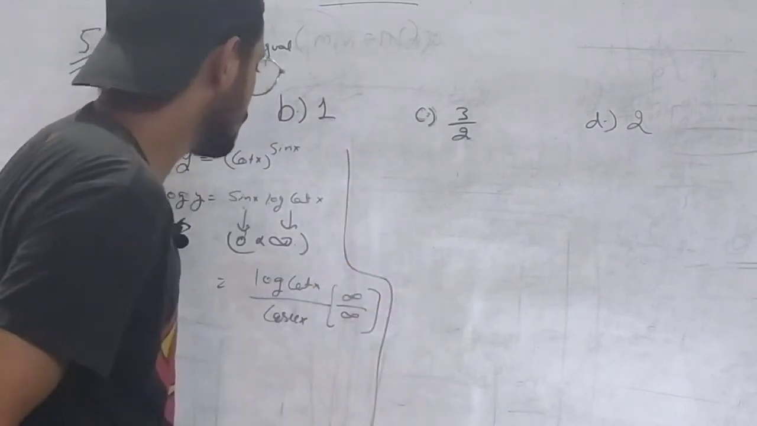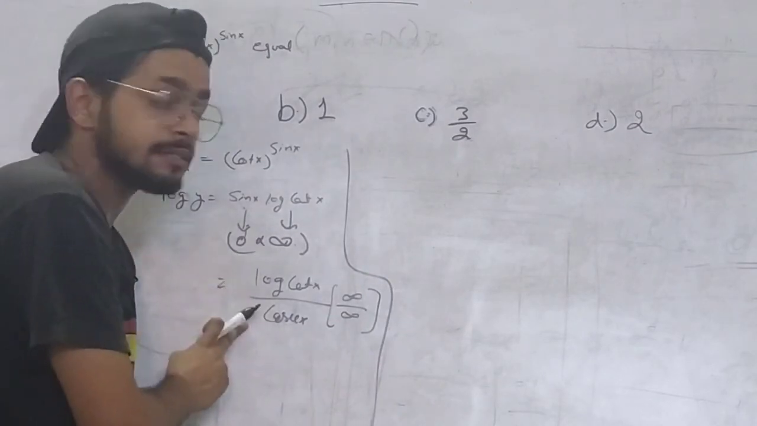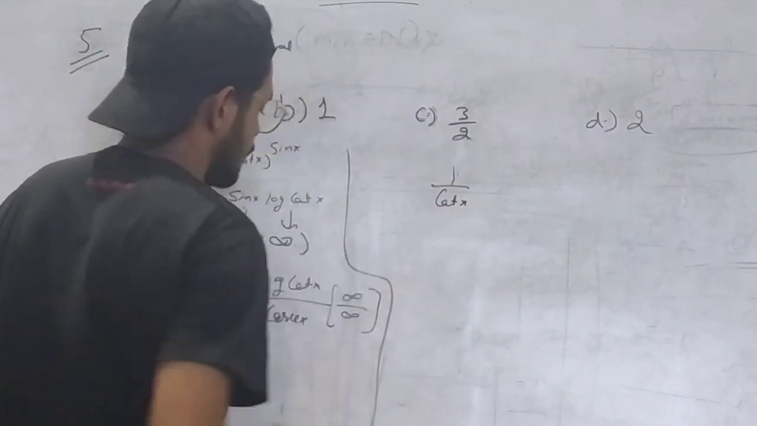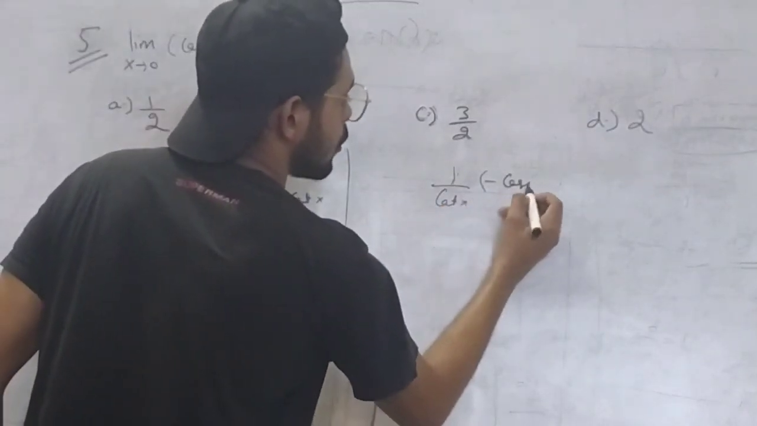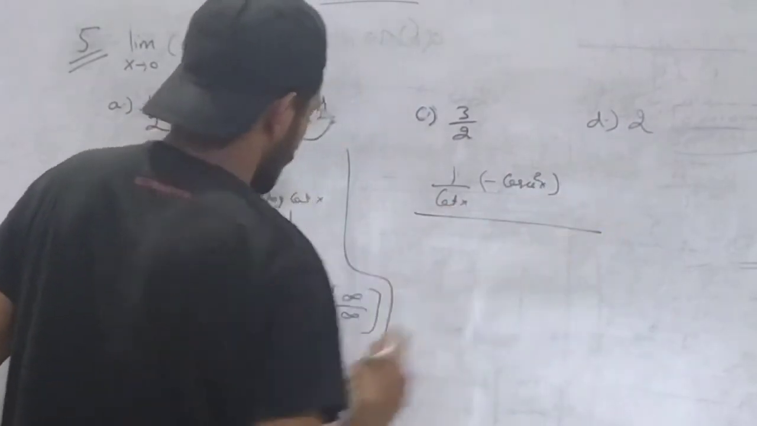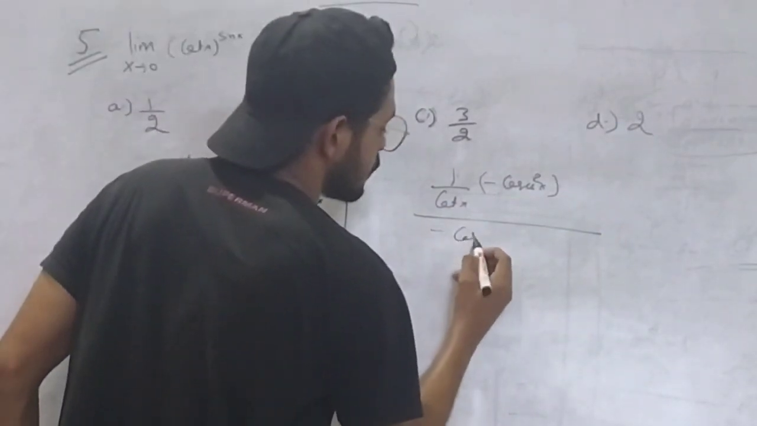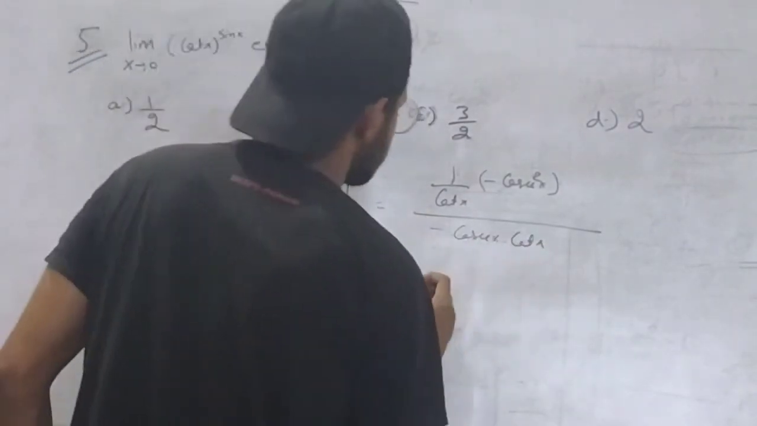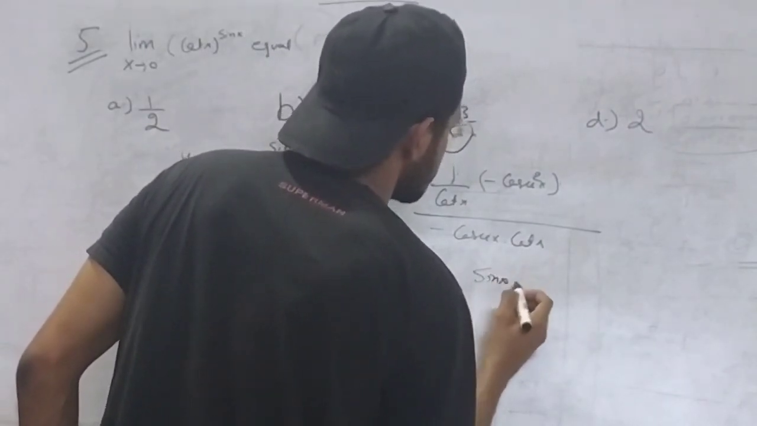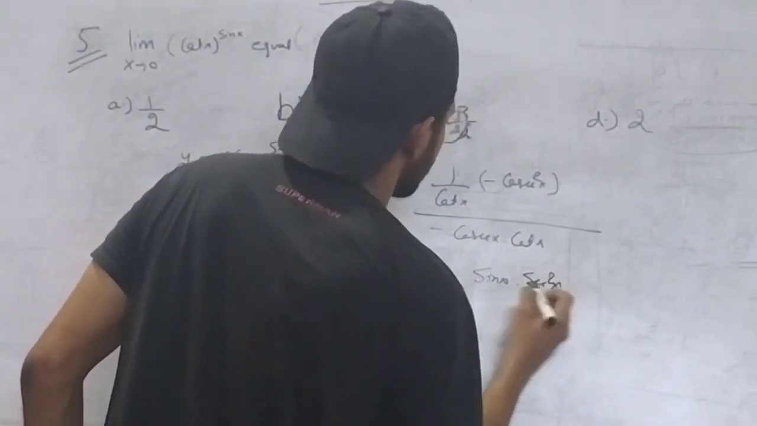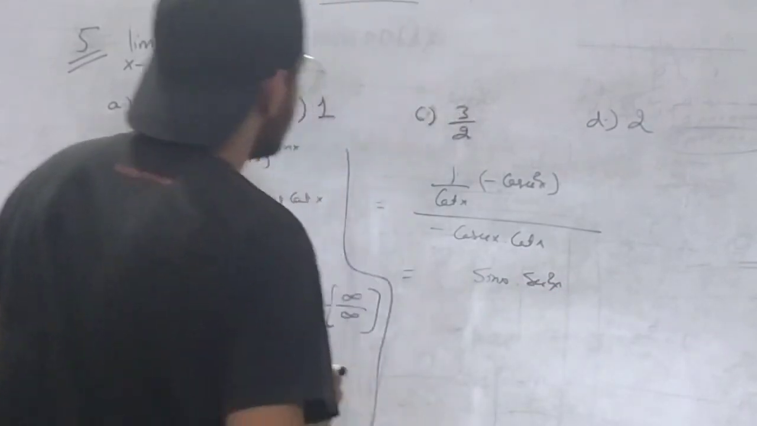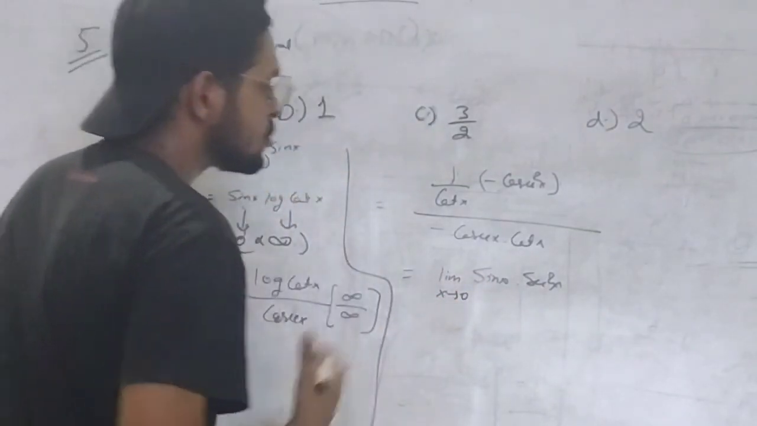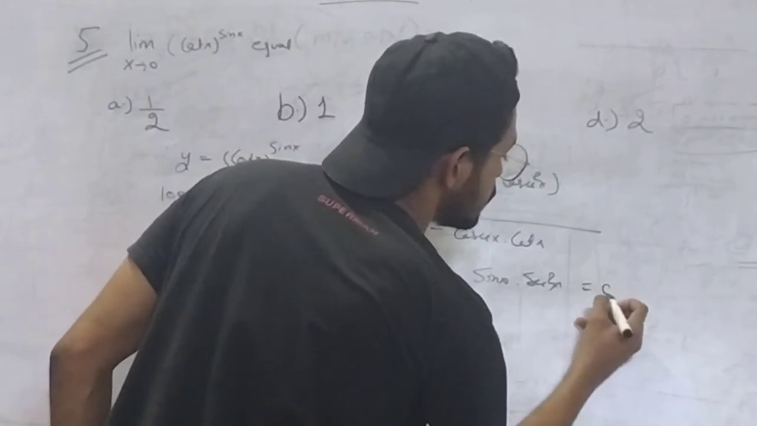So let's differentiate this and this. The derivative of log cot x is 1 upon cot x into minus cosec square x, upon minus cosec x into cot x. Let's rearrange it. It will be sin x into sec square x. So let's apply the limit x tends to 0 here. If we apply the limit, it will be 0.